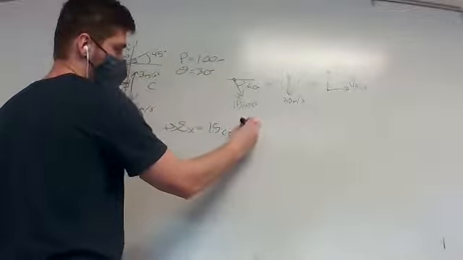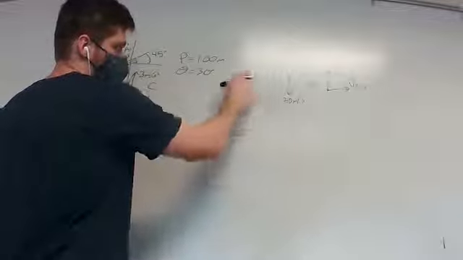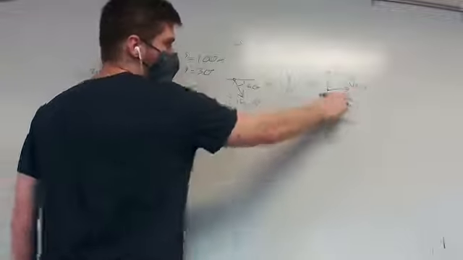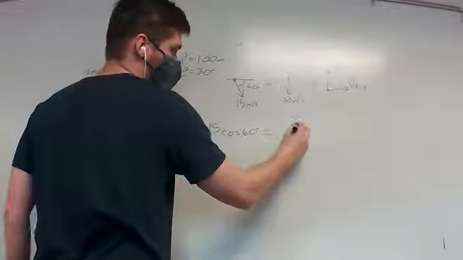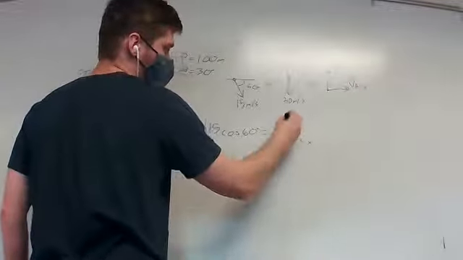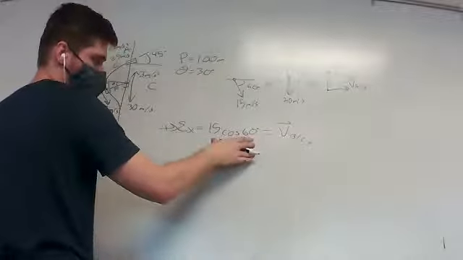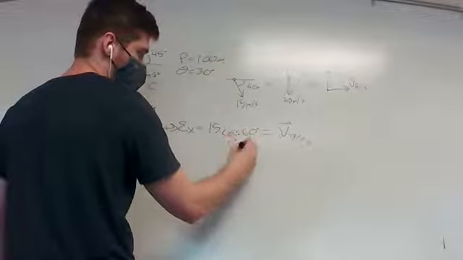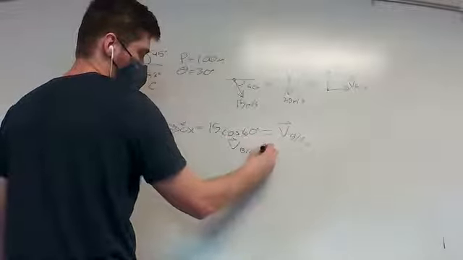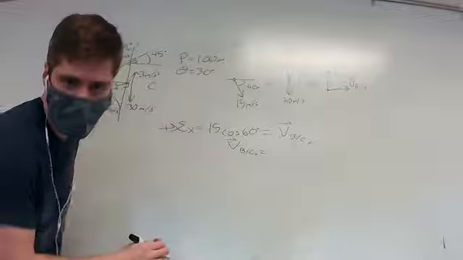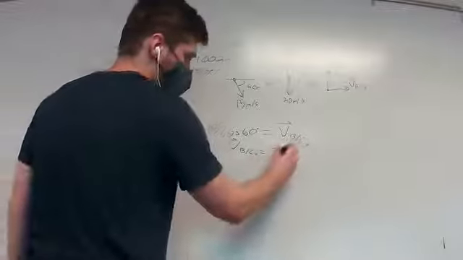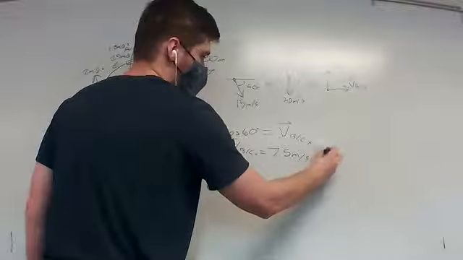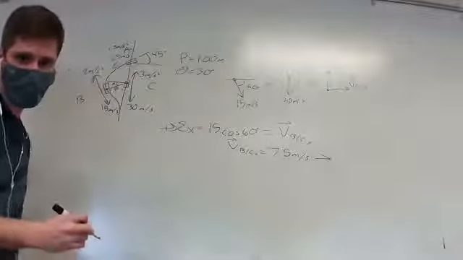Yeah, and so similarly to before, it's going to be 15 cosine 60, because cosine would give us this portion. And that's equal to nothing from the 30, VB. So that comes out to be 7.5 meters per second to the right.